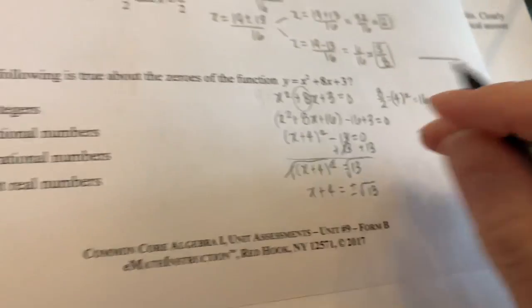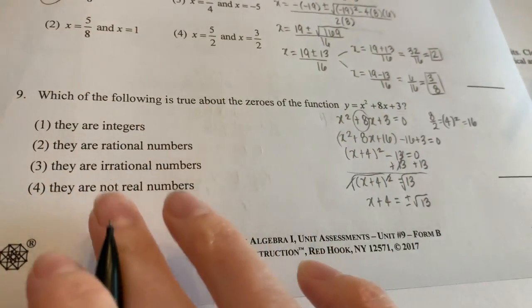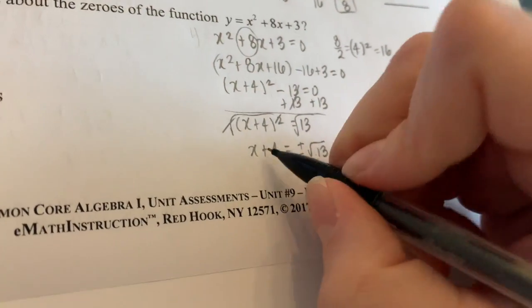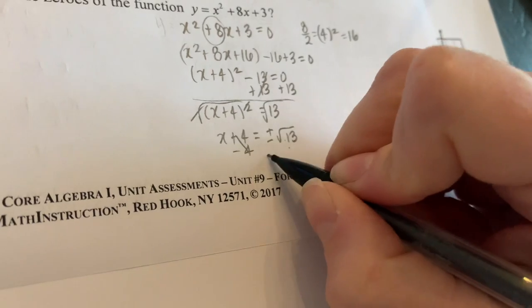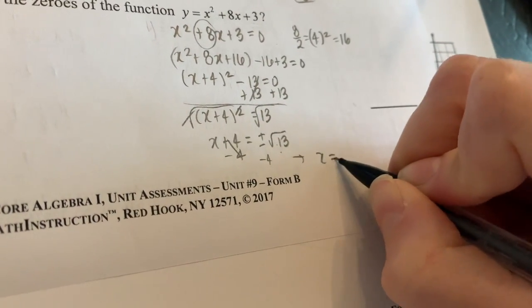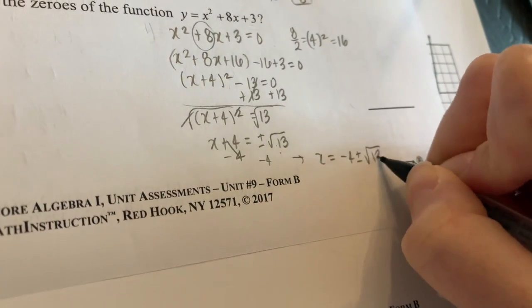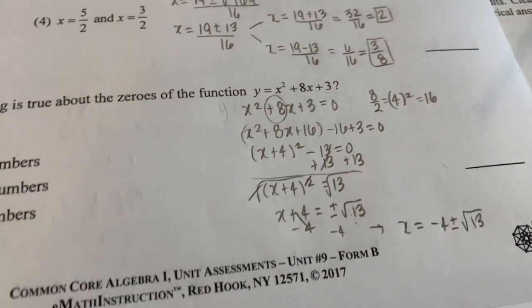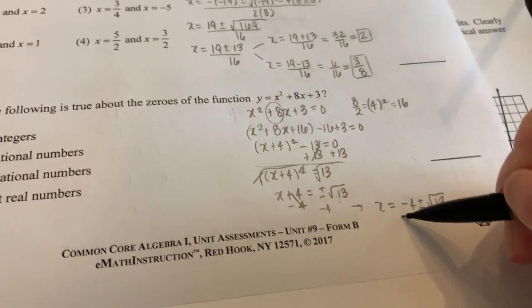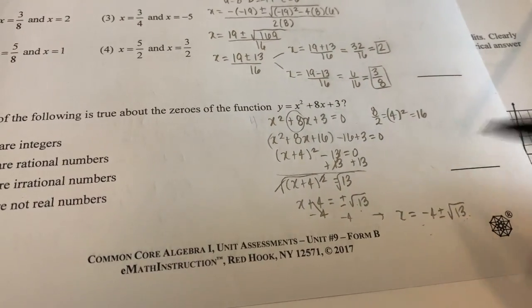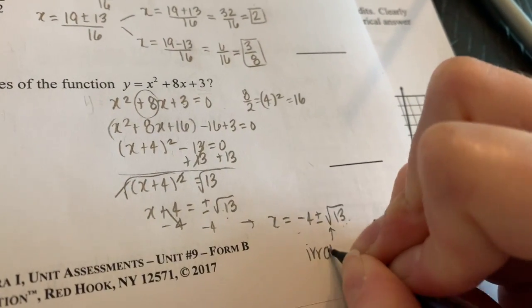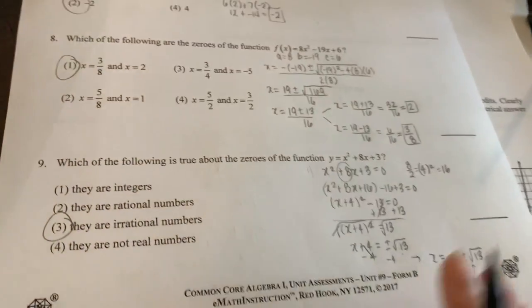Okay, so I don't have to find anything exact. I just have to say what kind of zeros these are. So you could even stop here because you know that this is going to be irrational. However, if you want to keep going, you can see that x is equal to negative 4 plus or minus the square root of 13. So since the square root of 13 is an irrational number, it's not a perfect square, an irrational number plus a rational number is still always going to be irrational. So this is telling us that our zeros are going to be irrational numbers, so choice 3.